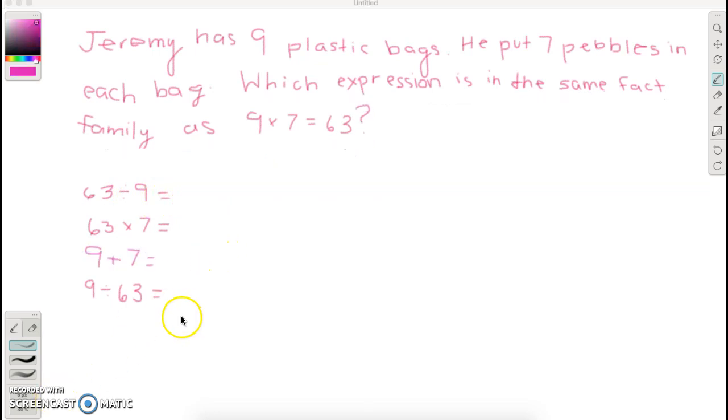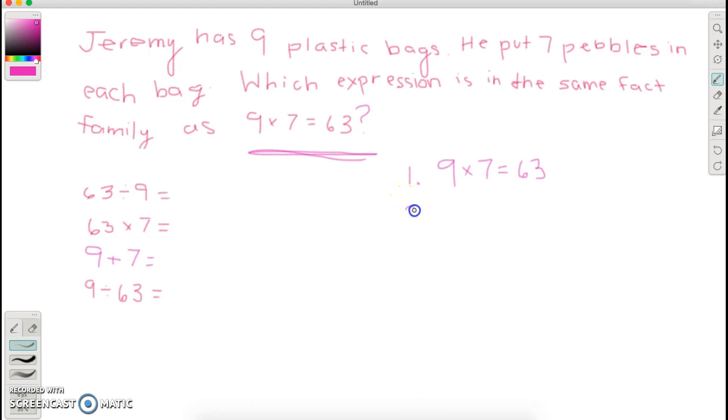A second way we can solve this is by being more proactive. Rather than looking at the answer choices, we can write out the fact family for this expression right here, and then we can see if any of our answer choices match this. So we know that fact families have 3 same numbers, and they create 4 math equations. We already have one right here, so let's write this out. The first one is 9 times 7 equals 63. Because this is multiplication, it's going to be part of the multiplication division fact family.